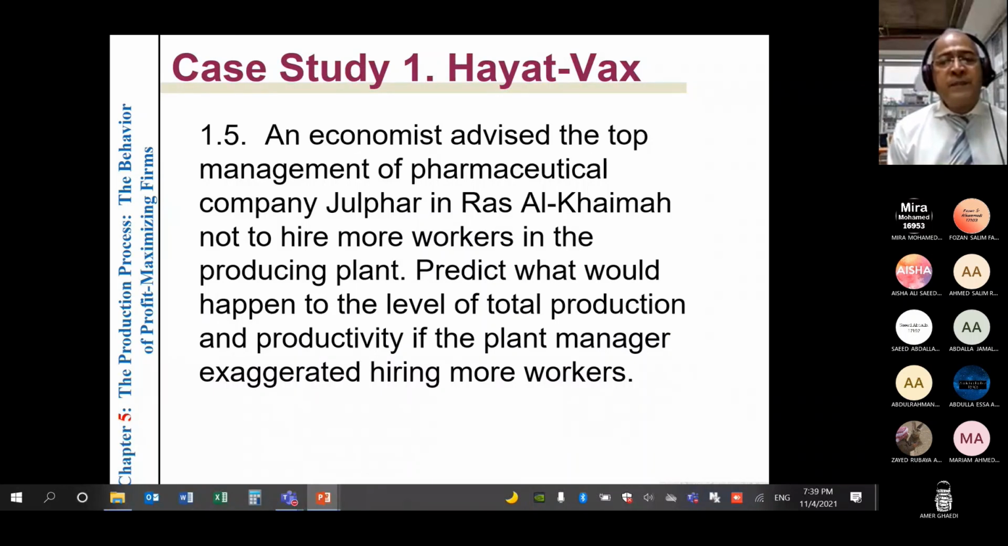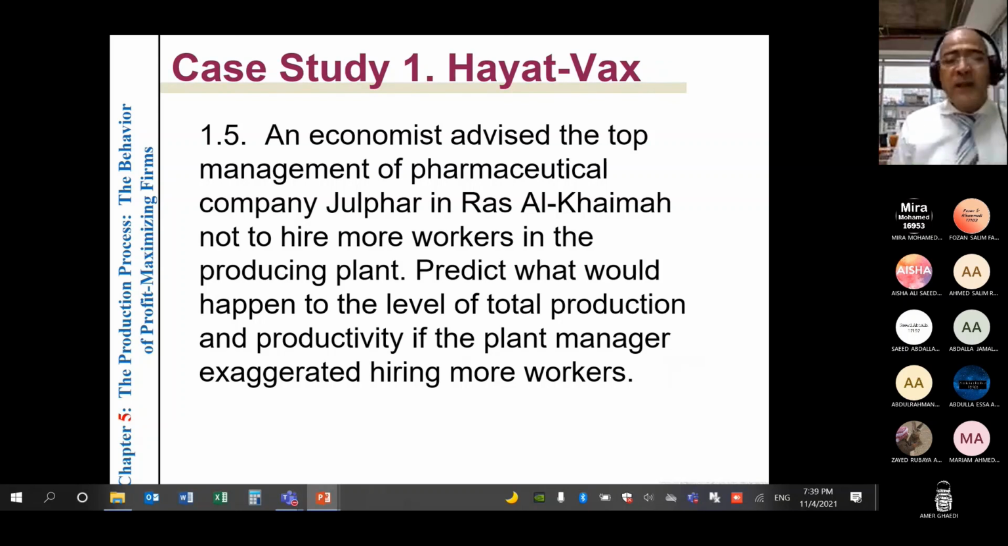Okay, so see here, what is the idea of this question? An economist advised the plant, don't exaggerate hiring more workers. They advise them not to hire more workers because, in their mind, there is a huge demand on the vaccine. So they thought if we hire more workers, we can produce more. But this economist advised them, don't hire more workers.